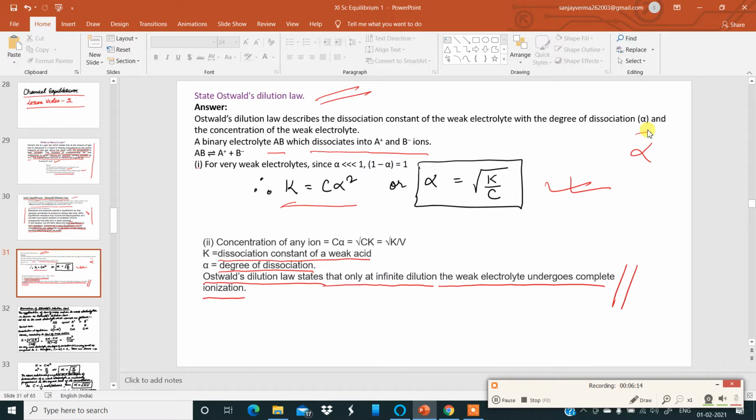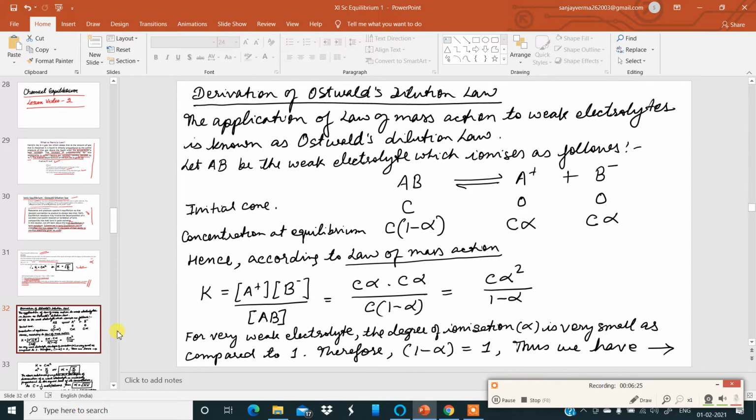It must be at infinite dilution. Then only this electrolyte under consideration undergoes complete ionization to produce ions. Okay. Now let us work on the derivation of Ostwald's dilution law.